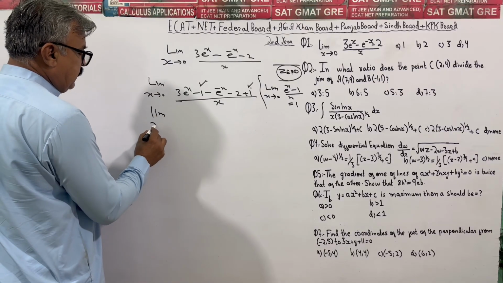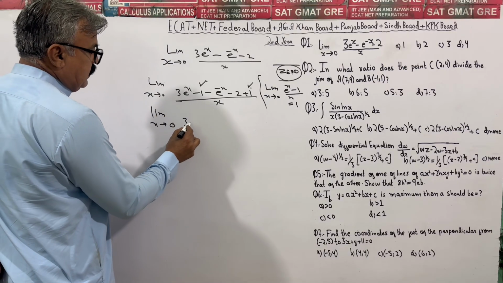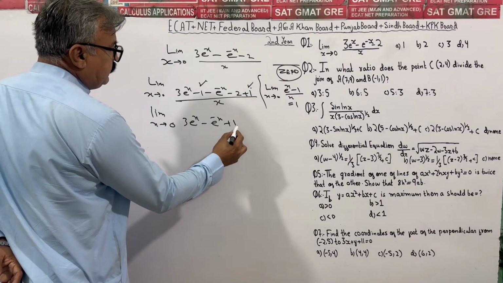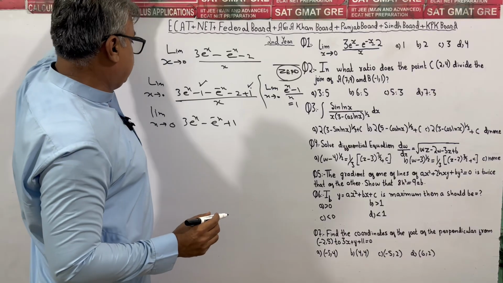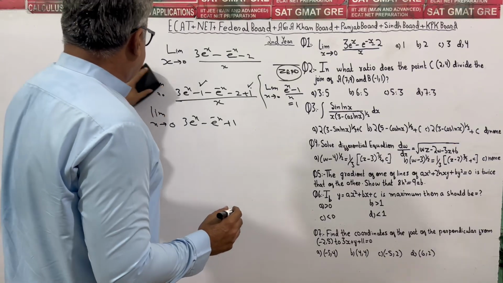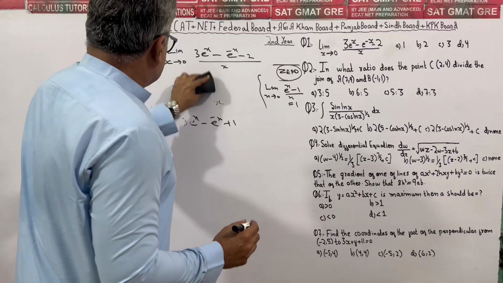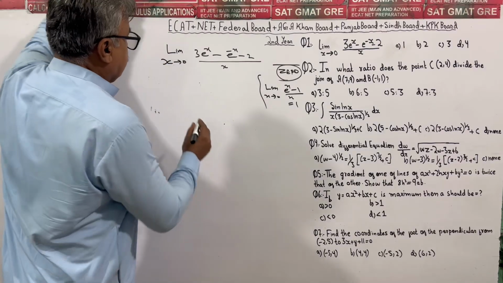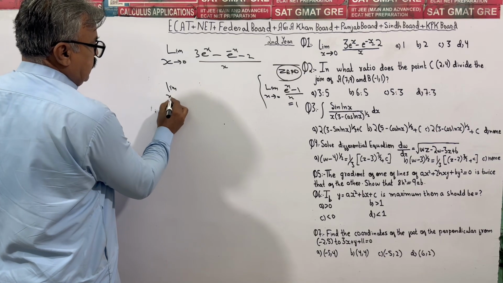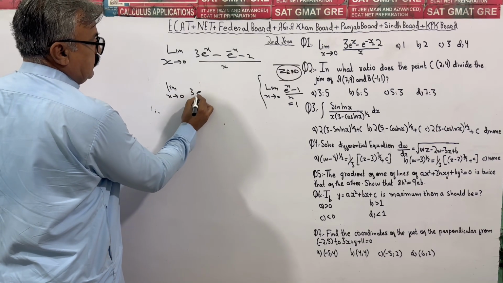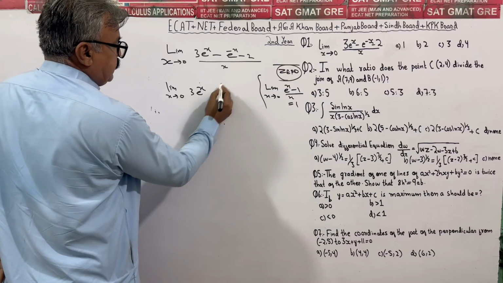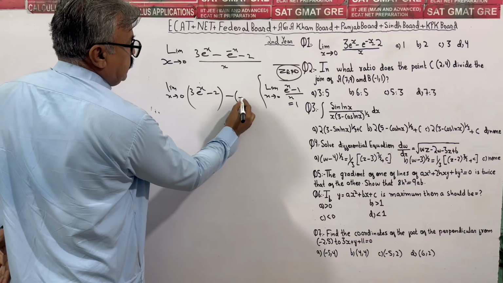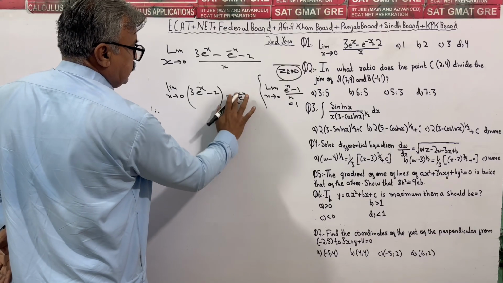Limit x tends to 0 of 3e^x - e^(-x), that's plus 1. Or let me arrange in a different fashion. Let me write in that fashion. Limit x tends to 0 of 3e^x - 2 - e^(-x).